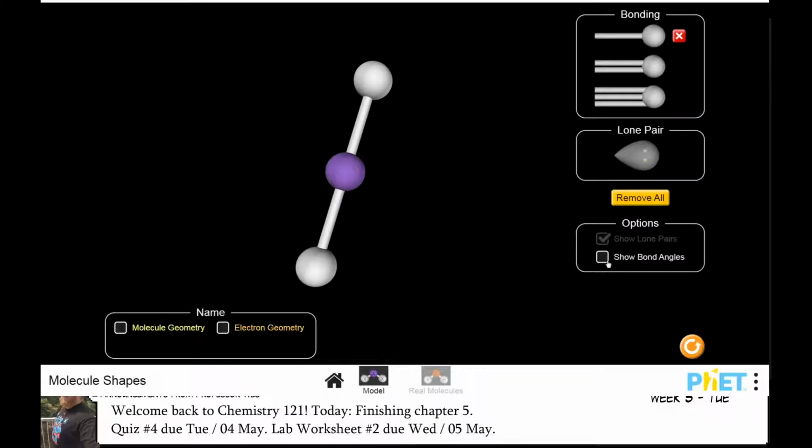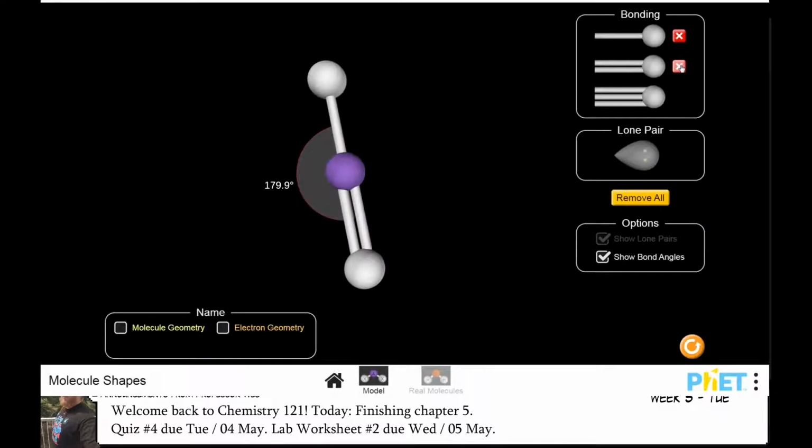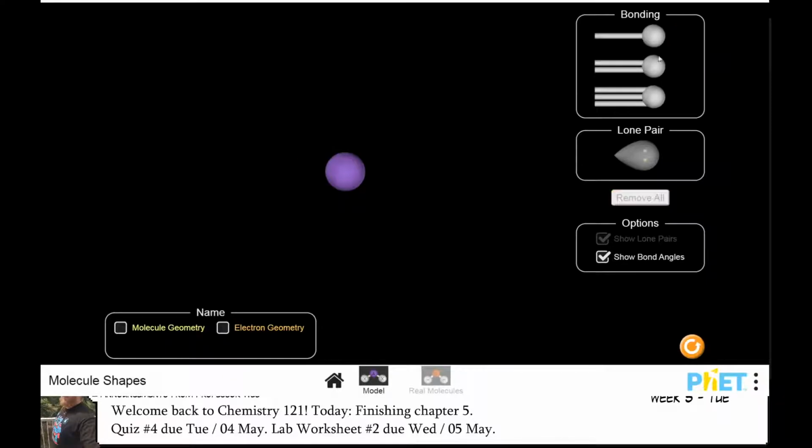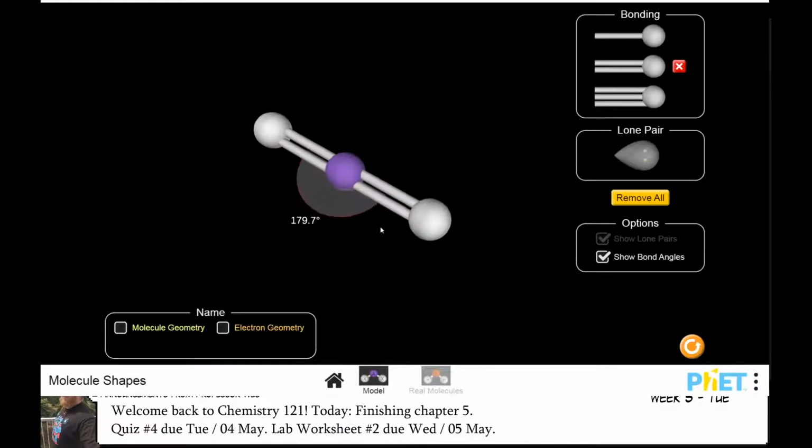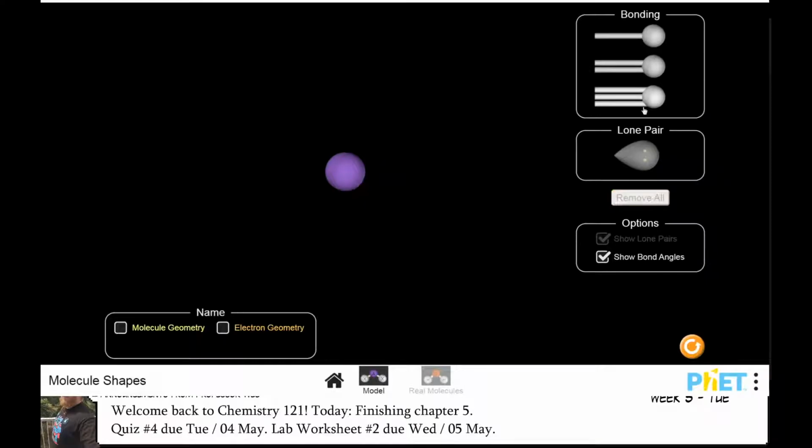And I can turn on bond angles to show this to you. It doesn't matter what I put in there. I could put a double bond across from it. I could have 2 double bonds. It doesn't matter. Or I could just have 2 electron pairs. They will always go apart from each other 180 degrees to make a linear arrangement.